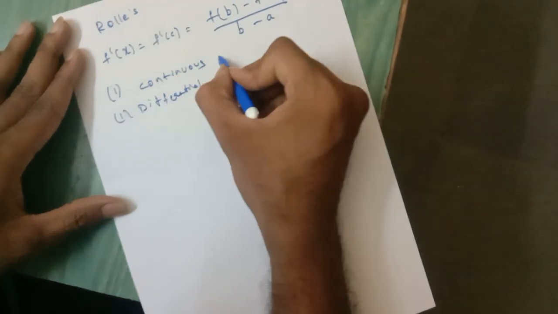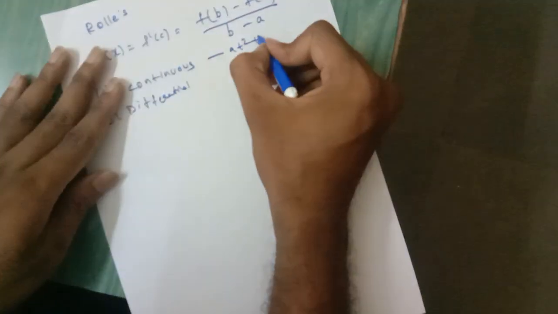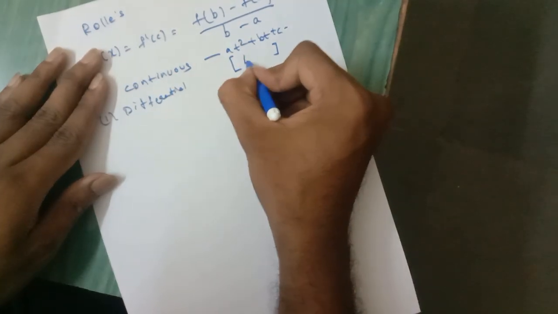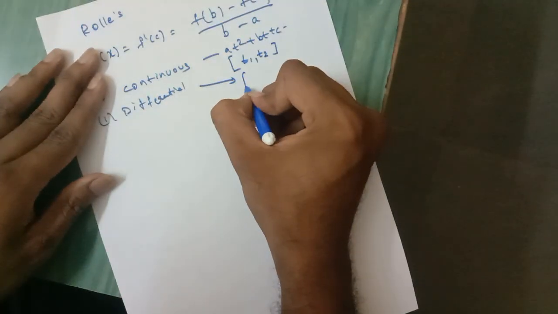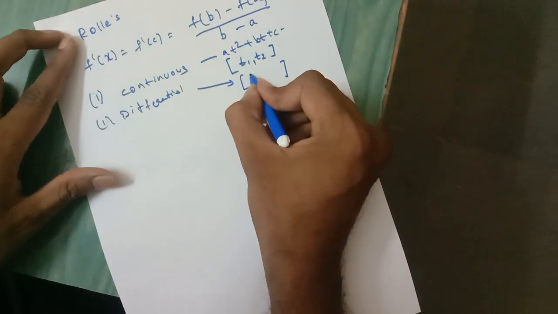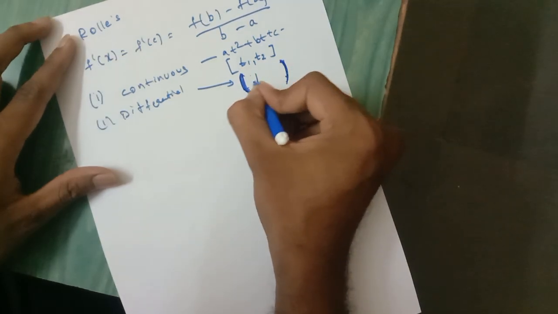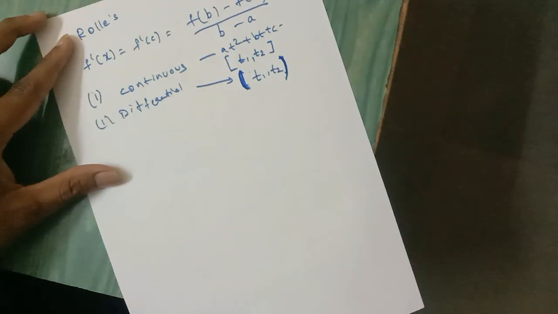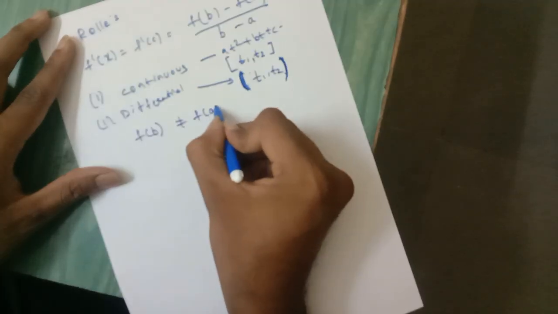Is this a polynomial? So the equation is a t square plus b t plus c. This is continuous in square brackets, t1, t2. And this is also differentiable because this is a quadratic equation or polynomial, so it is differentiable in the open interval. We consider the open interval, that is t1 comma t2, because it is a polynomial. So now f of b is not equal to f of a.